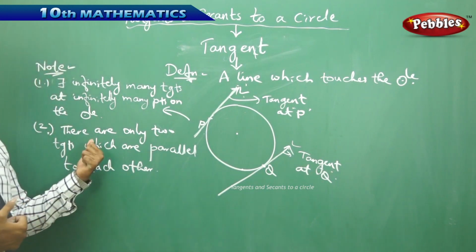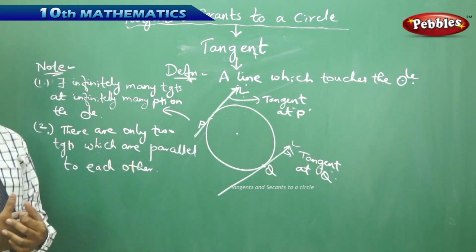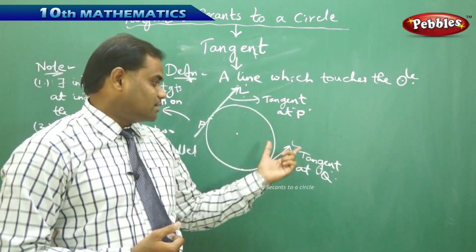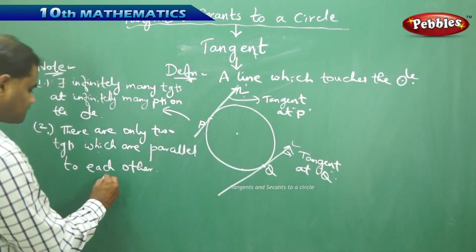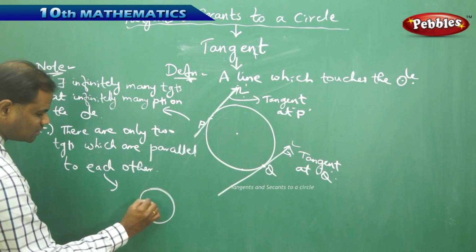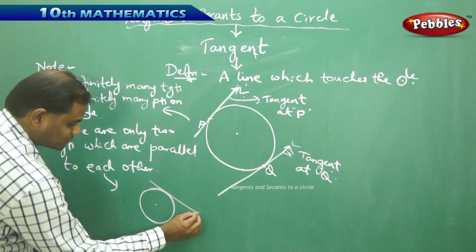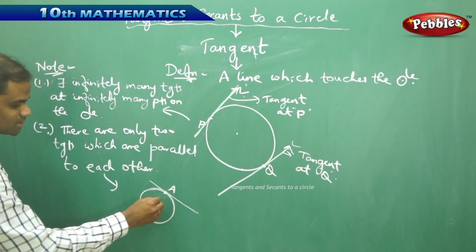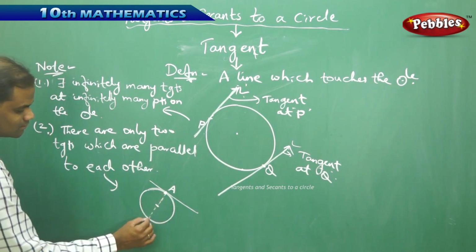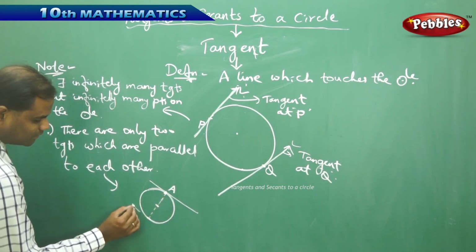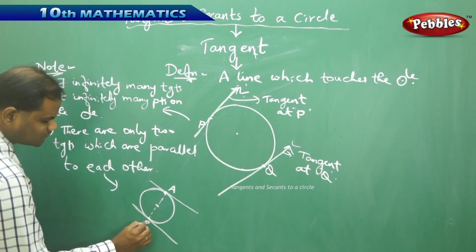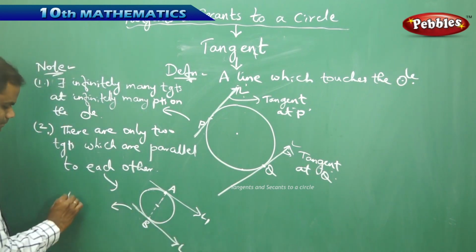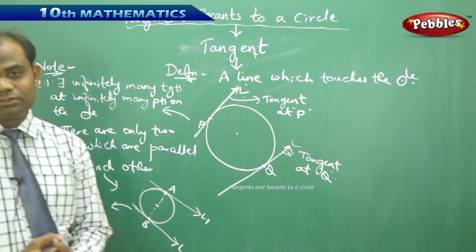Now, the fixed point is that there are only two tangents which are parallel to each other. That means there exist only two tangents which are exactly parallel to each other and to the same circle. So if I take a circle with suitable radius, and draw a tangent at this point, say A, then exactly on the other end of the diameter, I have a tangent which is parallel. If this is L1 and L2, then L1 is parallel to L2.